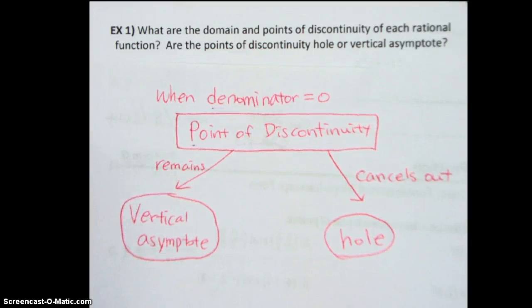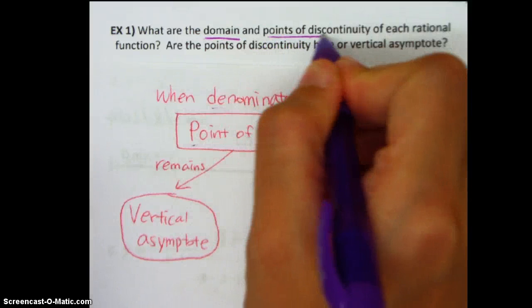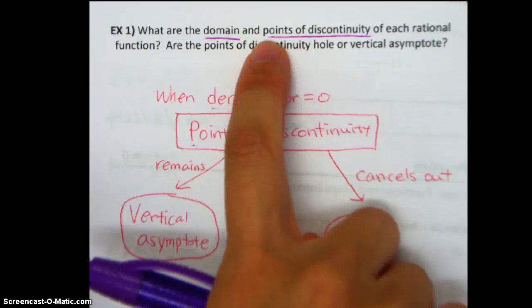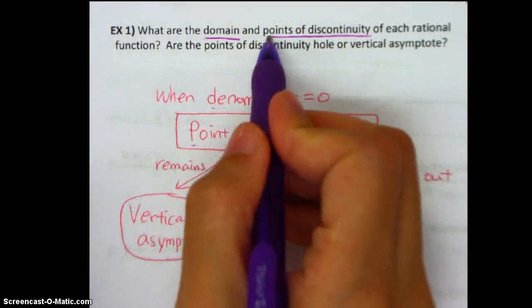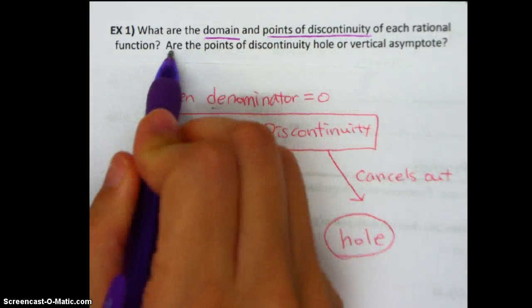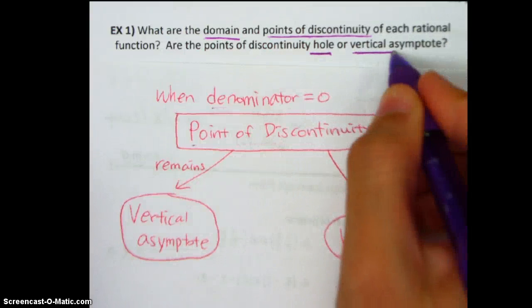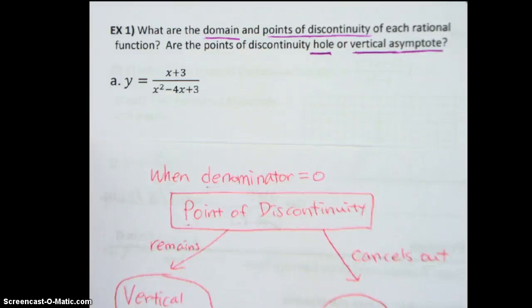What are the domain and points of discontinuity of each rational function? So you have to find the domain and points of discontinuity. There can be more than one point, so they say points of discontinuity. If there are points of discontinuity, are they holes or vertical asymptotes? So we have to decide. Let's look at the first example.